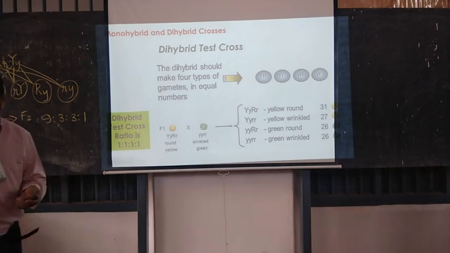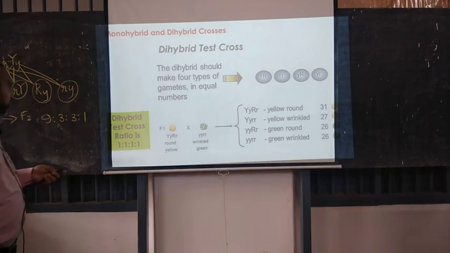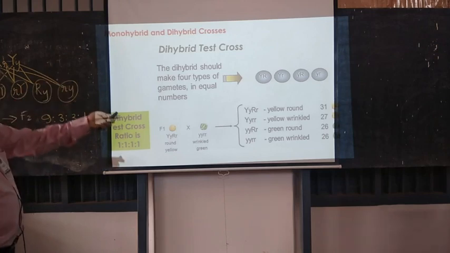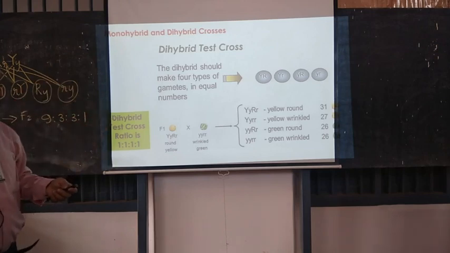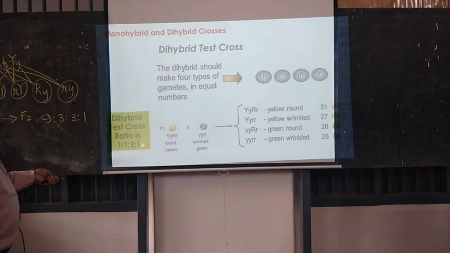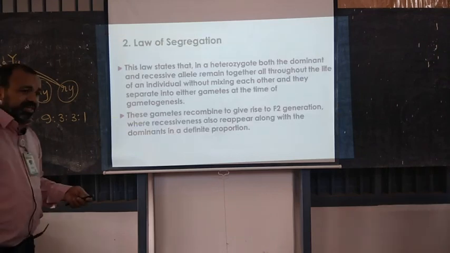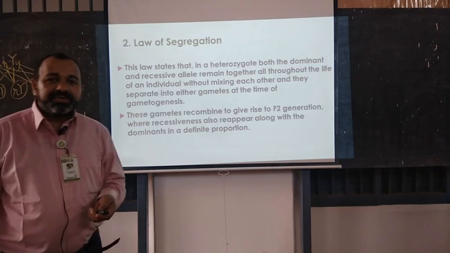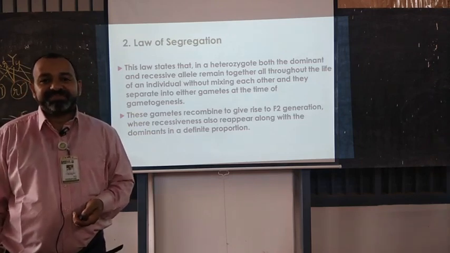We get 9:3:3:1. In a dihybrid test cross, when an F1 is crossed back with the double recessive, we will get again 1:1:1:1. That is the dihybrid test cross ratio. Coming to the second law, the law of segregation.